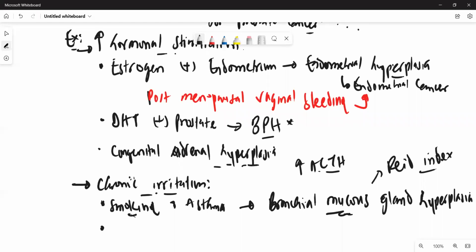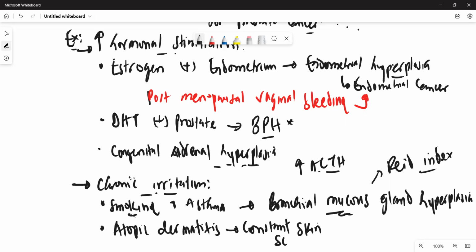Another example of chronic irritation will be in the case of atopic dermatitis. In patients with atopic dermatitis, maybe because there's something particular that they are allergic to, they keep scratching their skin. That constant scratching of the skin can lead to epidermal hyperplasia, or epidermis hyperplasia.